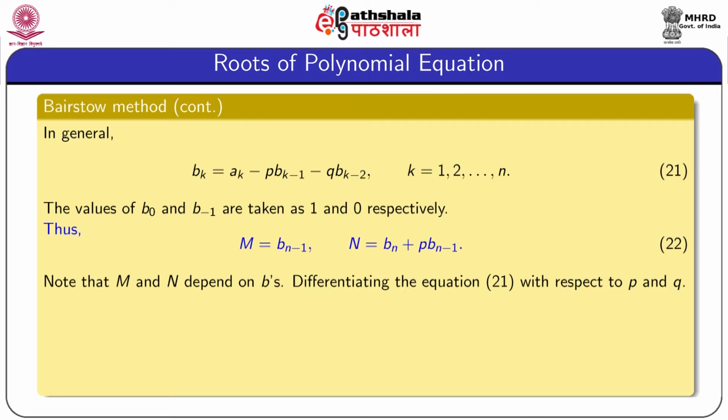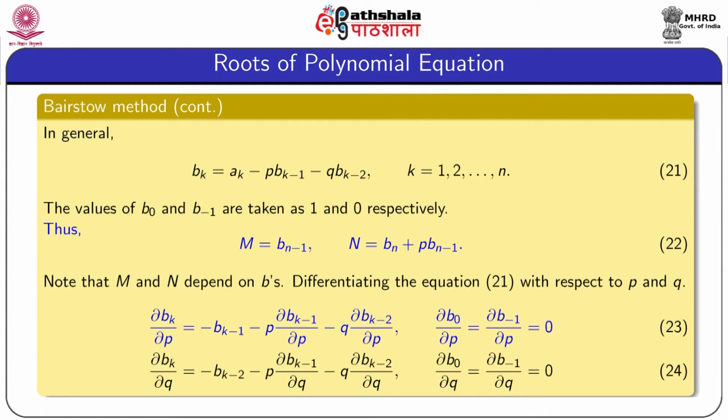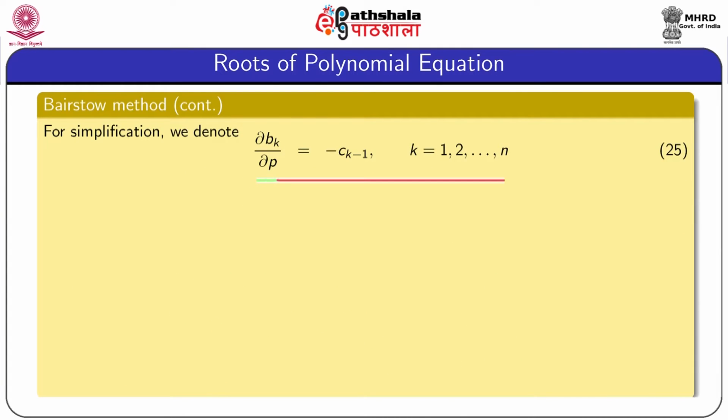Therefore, differentiating equation 21 with respect to p and q, we get equation number 23 and equation number 24. For simplicity, we denote del bk del p equal to minus c_{k-1} for all k equal to 1 to n, and del bk del q equal to minus c_{k-2}. This is also true for all k equal to 1 to n minus 1.